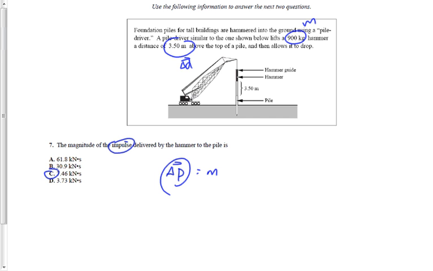Let's give that a try. M times delta V. We know what M is. M is 900 kilograms. And in fact, we know what VI is. VI would be 0, right? Because it's at rest before it's dropped. We have to find VF. And we've done this lots of times, actually. VF squared is equal to VI squared plus 2AD.